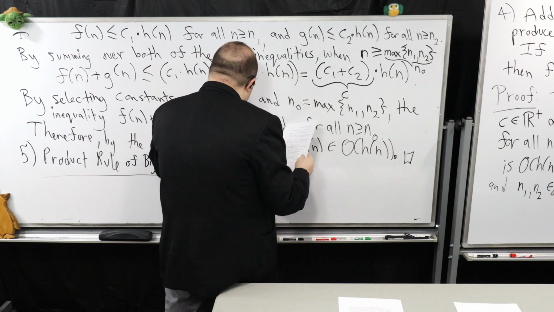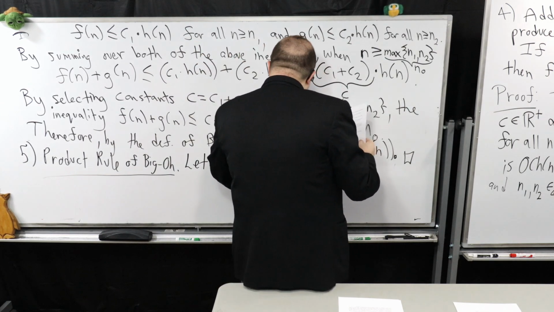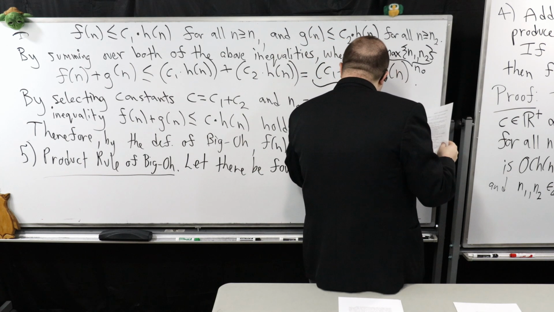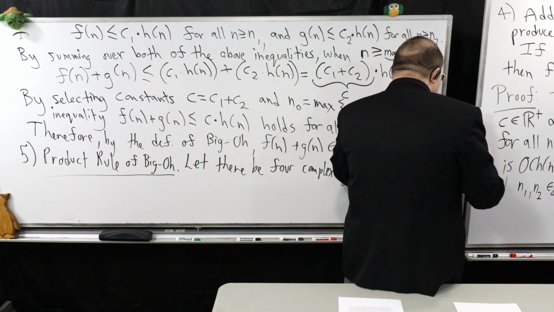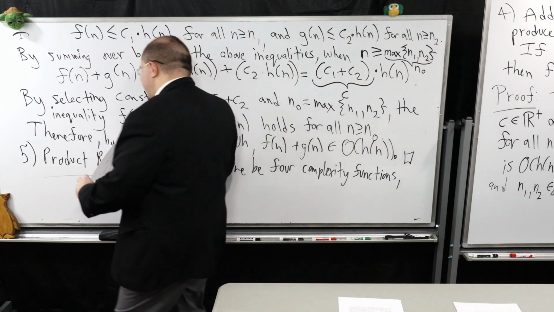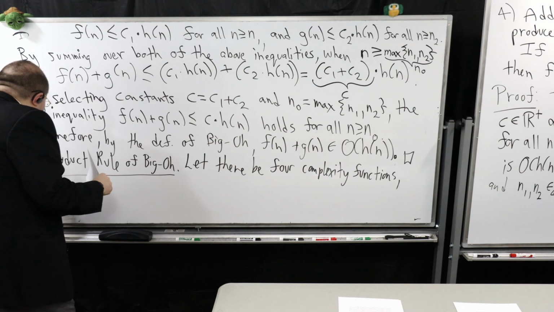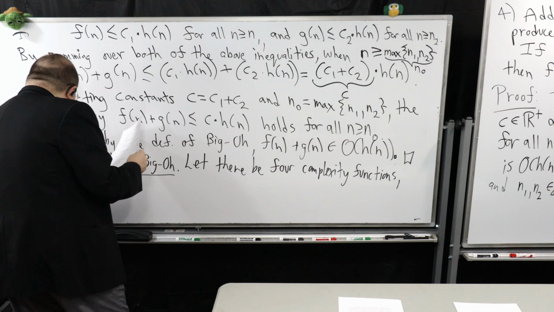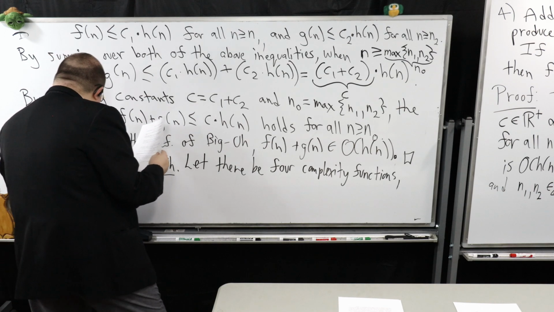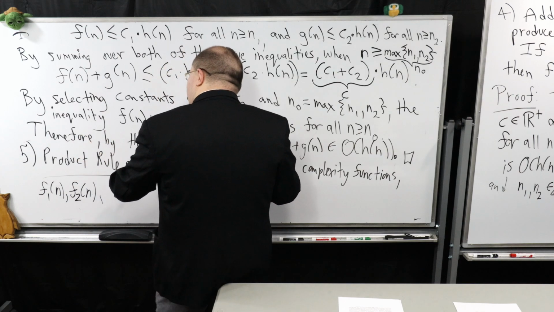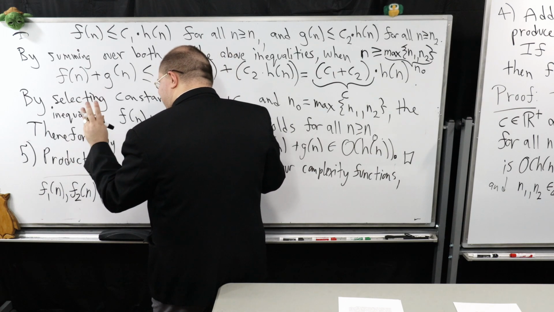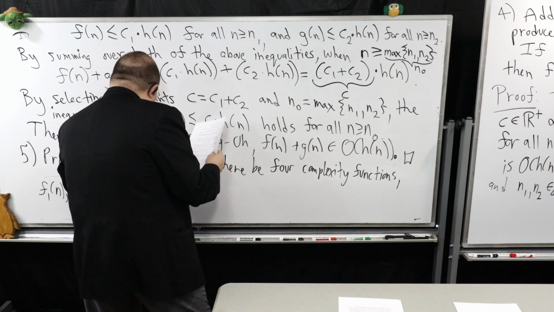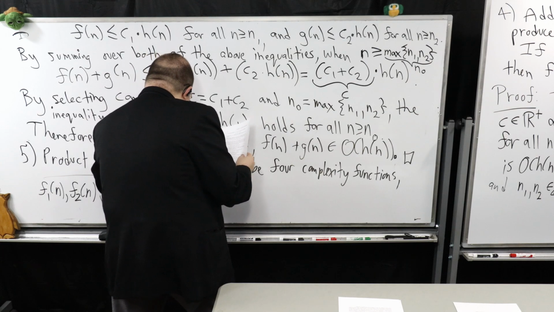So let there be 4 complexity functions. I'm going to call the first one f1 of n, where I'm going to use a subscript for the 1. I'm going to have f2 of n. Sorry, f1, f2, each with their inputs being n, just to be clear. Then I'm going to have g1 and g2.